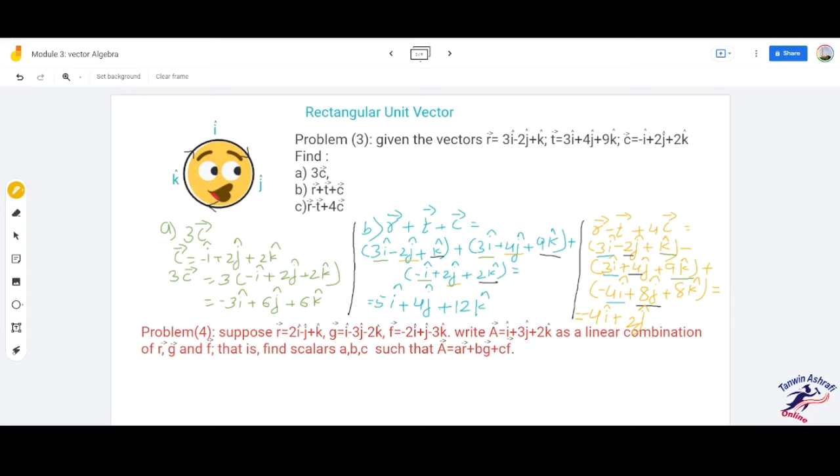You can try by yourself with problem number 4, where there are R, G and F vectors. We have to write A as i plus 3j plus 2k as a linear combination of R, G and F, that is, find the scalars A, B, C which have been multiplied to R, G and F in such a way that it resulted in A.